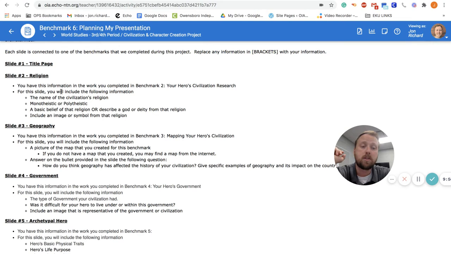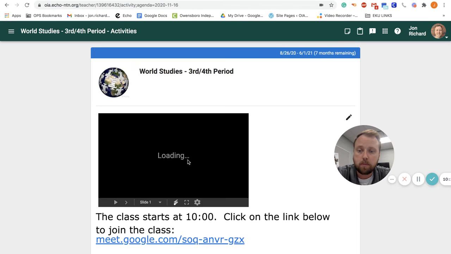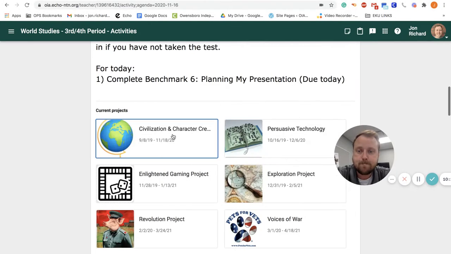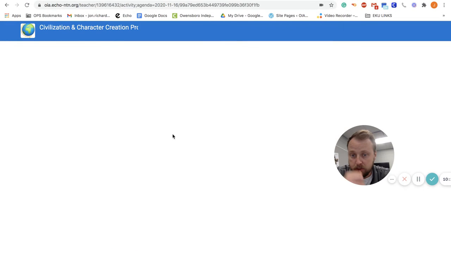Now, if you missed one of these benchmarks, you'll need to go do the research, but that'll kind of kill two birds with one stone because you'll get an older assignment turned in and complete this one. But hopefully you're not having to do all that work. So slide number two is religion, okay? You have this information from benchmark two, your hero's civilization research. And all you have to do to find that is to go back to your project page and go to benchmark two.